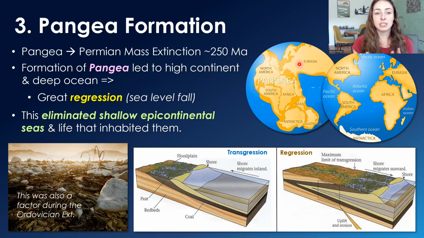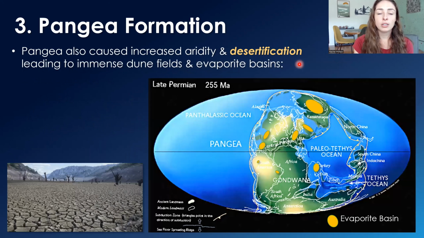And like with that event, the regression of seas caused by Pangea was only one factor that contributed to this mass extinction. Pangea also caused an increase in dryness, aridity, and desertification, essentially the conversion of land that isn't a desert into desertified land, dried up desert land. And this led to immense dune fields at the time across Pangea's continent, as well as evaporite basins. Evaporite basins, if you don't know, are just basins that used to have water, like lakes and such, that dried up, and when they dry up, they form evaporite minerals, which are just salts that crystallize because all the water gets evaporated as fresh water.